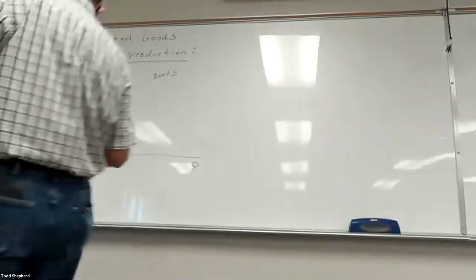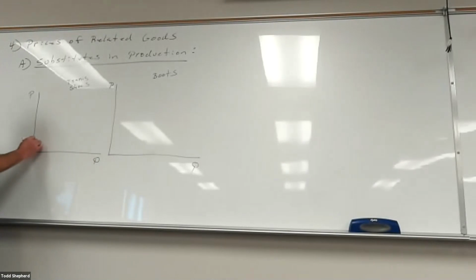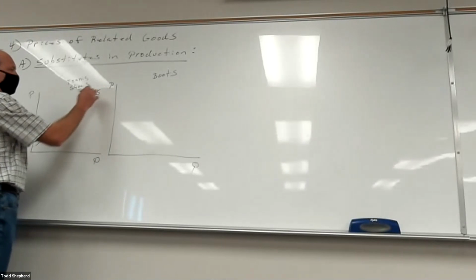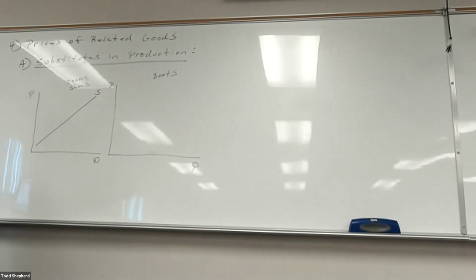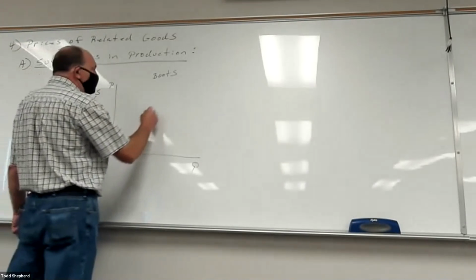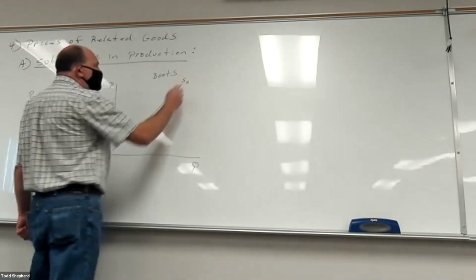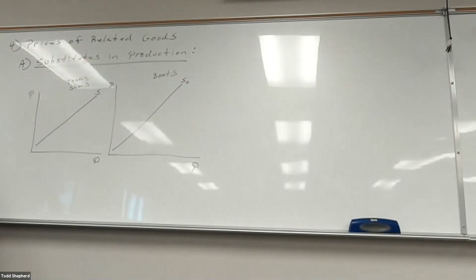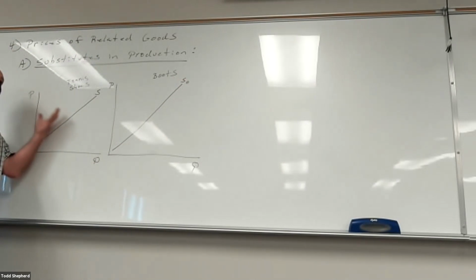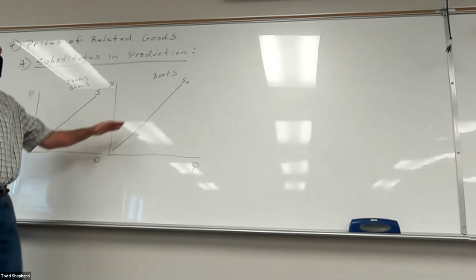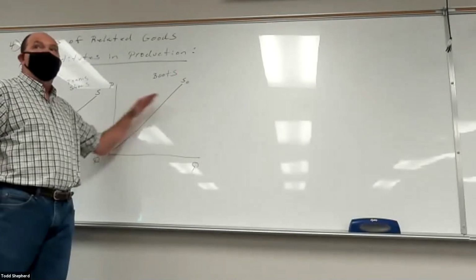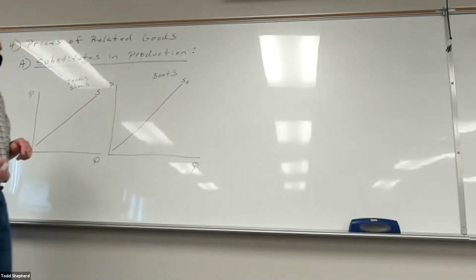So what I want you to do in this case is draw yourself an upward sloping supply curve for tennis shoes, mark it with an S, and an upward sloping supply curve of boots, mark it with S naught. Okay, so again, just to refresh our memories, what we're trying to get at here is, if there is a change in the price of tennis shoes, what's going to happen to the supply of boots? That's what we're looking for here.